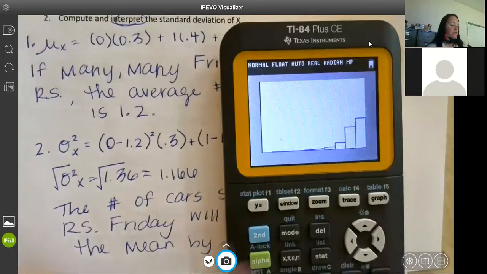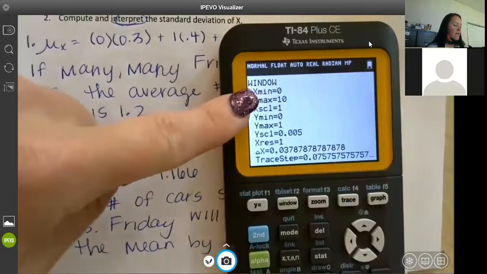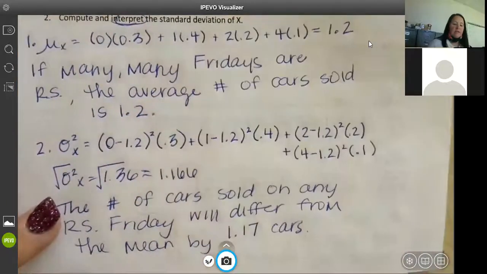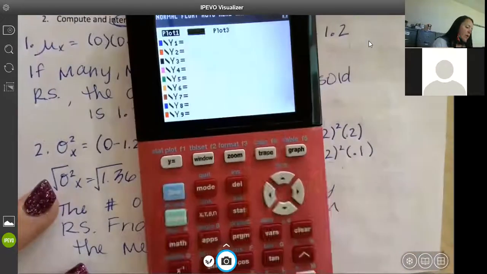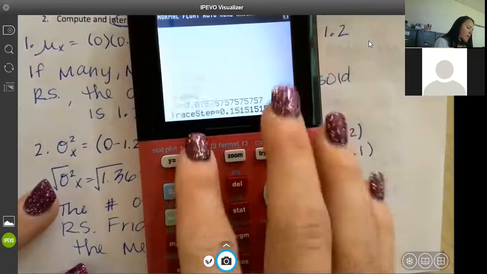So all you have to do is change the window. And again, the window comes from your table. So like on this one that I just did. So if I'm going to graph this one, and turn this plot off, I'm going to change my window to what? What are my X's?